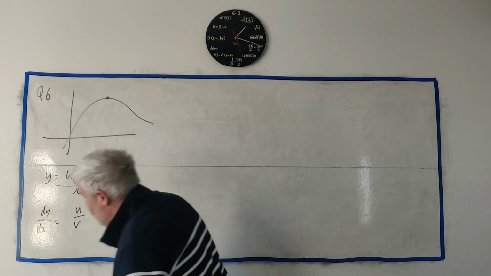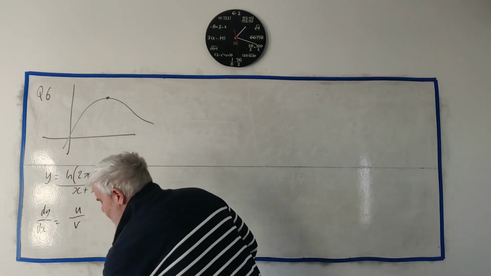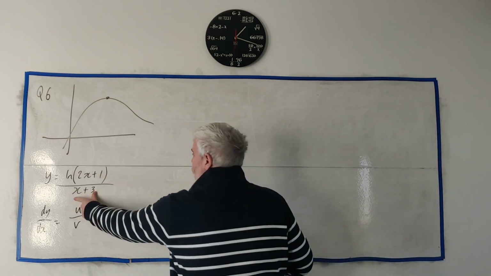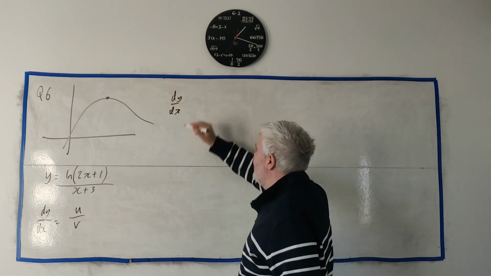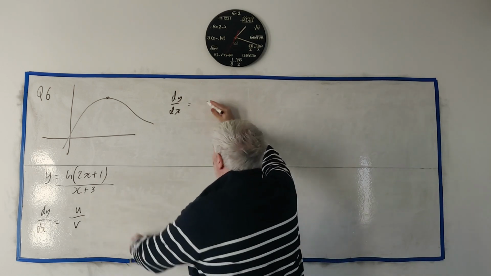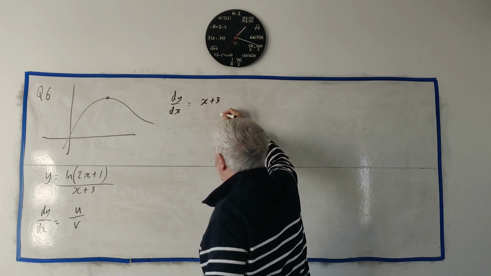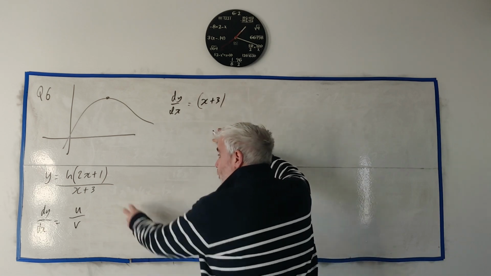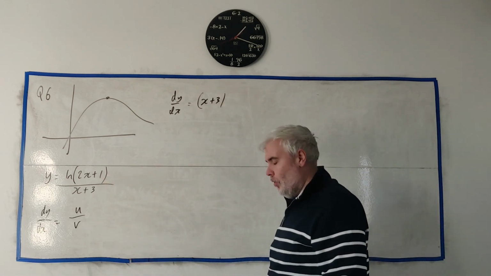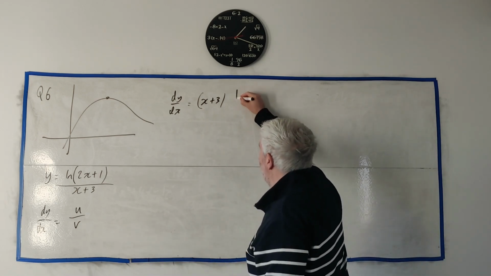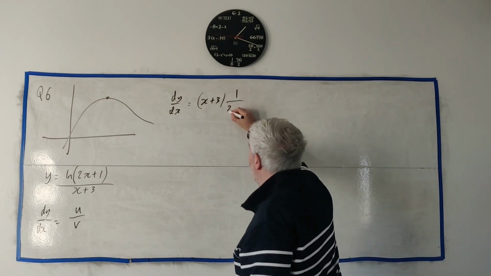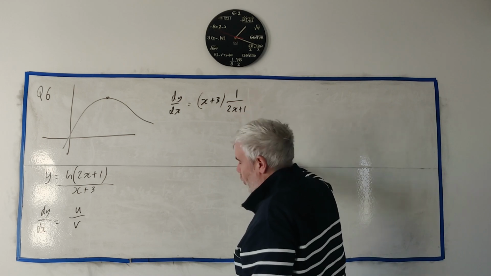So the derivative of this, let's write it up here. We'll need a bit of room. It is quite messy. Bottom row, leave it alone, x plus 3. Multiply that by the derivative of the top row. What's the derivative of a natural log? The derivative of natural log is just 1 divided by whatever it was, 2x plus 1.